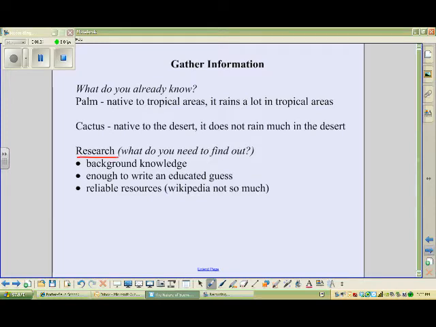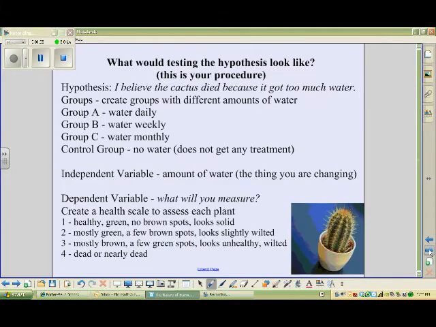There will be times when you're actually going to need to do some research and get some more background knowledge. You just need enough to make an educated guess. You need enough information so that you can write a hypothesis that is a good, educated guess. When we get more into research, we'll talk about reliable resources. What is a reliable resource and what is not? Wikipedia is not considered a reliable resource.